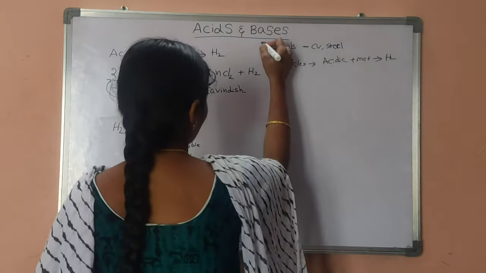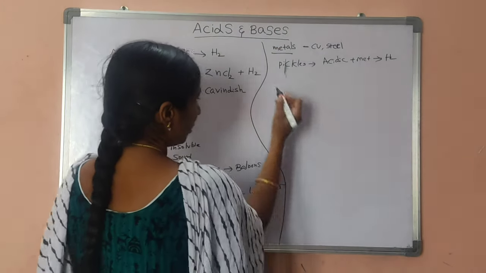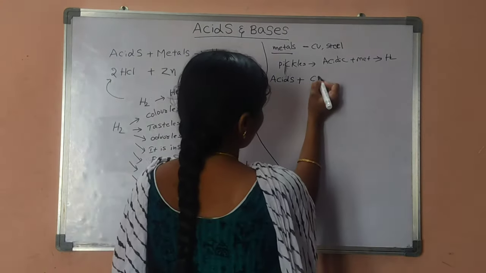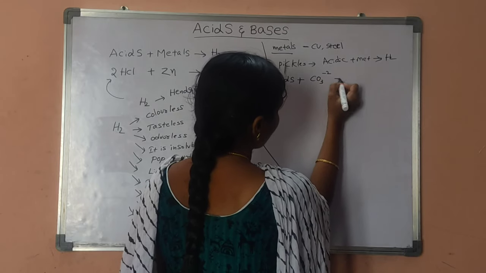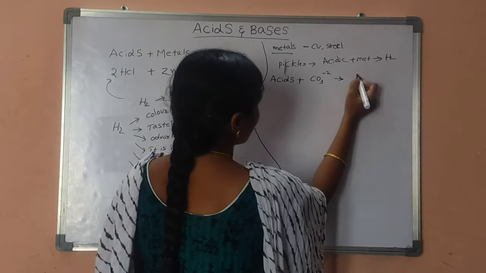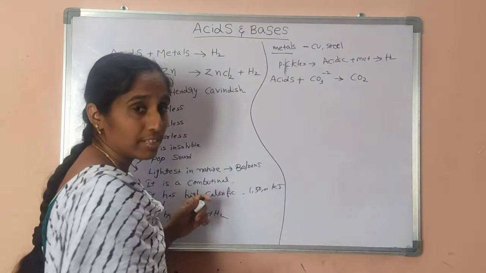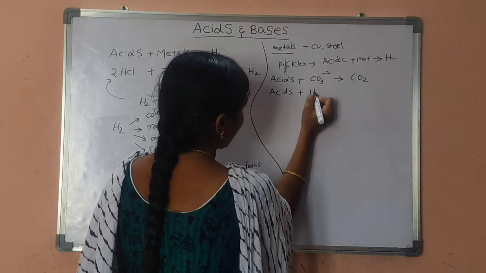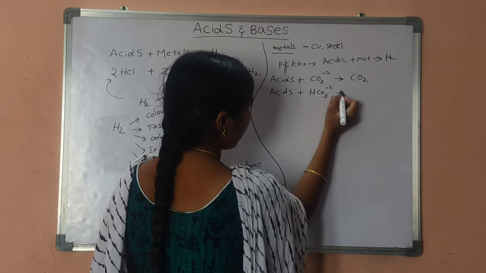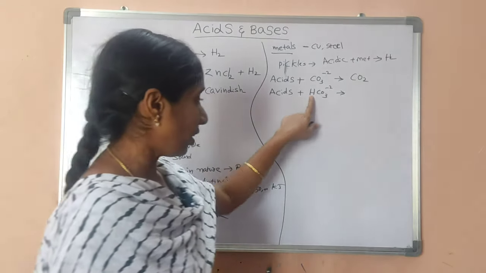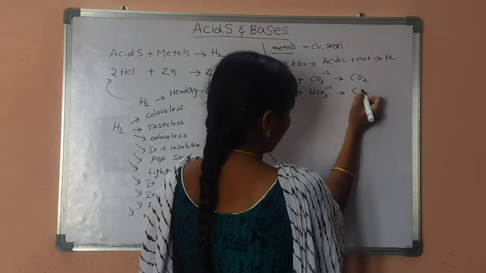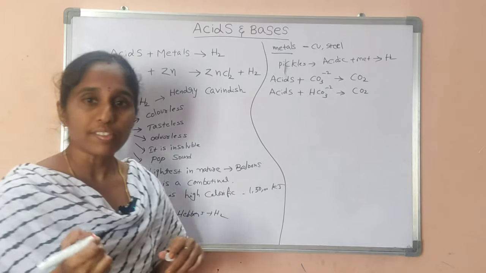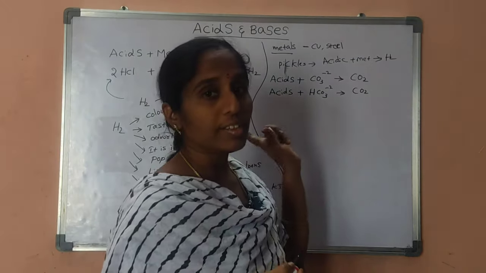Okay. Next property: acids react with CO3 2-, which means carbonates, and give carbon dioxide. Which gas is liberated? Carbon dioxide. Acids react with HCO3-, which means bicarbonate or hydrogen carbonate, to liberate carbon dioxide. Acids react with carbonates and bicarbonates. Which gas is liberated? Carbon dioxide is liberated.